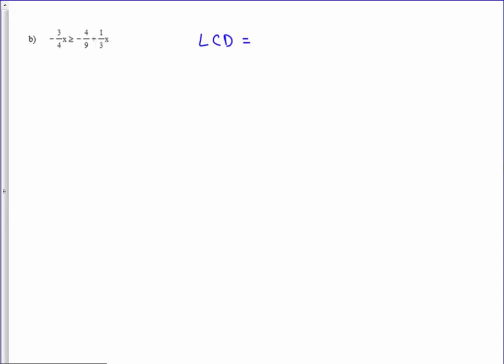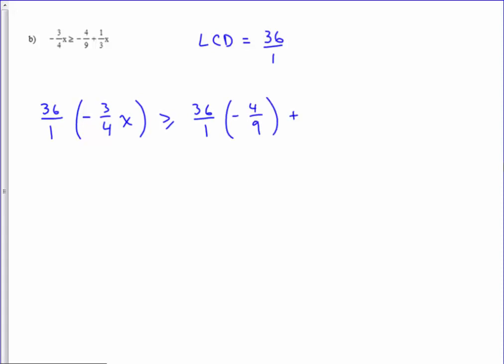36 would be the value needed. So I can use 36 over 1 as my LCD. I need to multiply each of the terms in the inequality by 36 over 1. Once I've done this, I then want to go back and do any kind of cross reducing that I can.